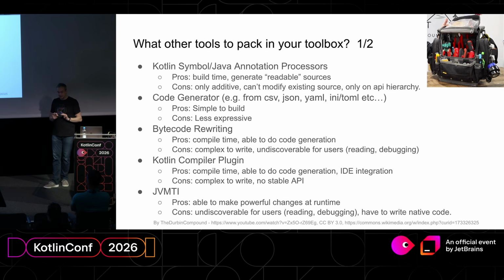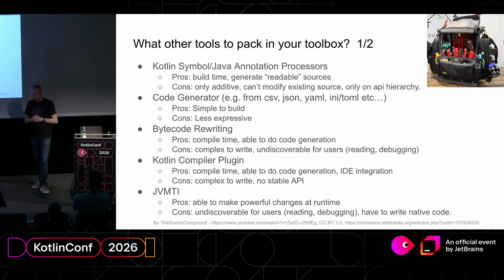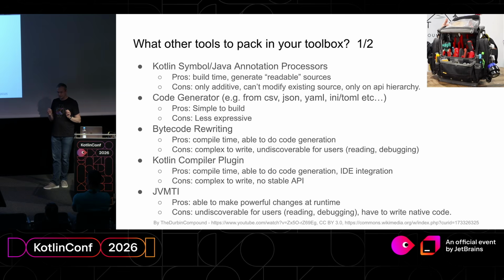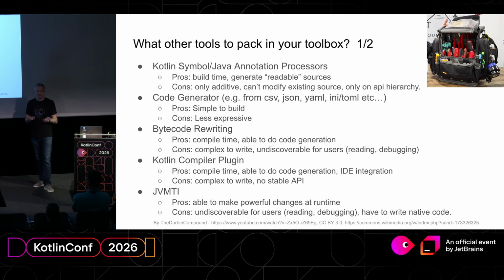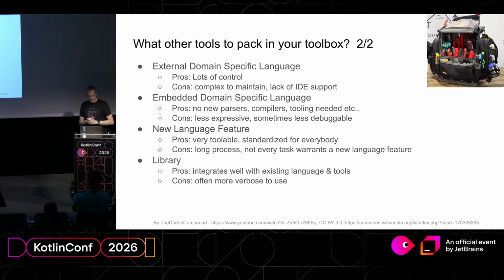Similarly, JVM TI. It's really there for debugging, but people now use it at runtime too. It allows you to change code as it gets loaded at runtime. It's very powerful, though less discoverable for users. And because it runs at the VM level, you have to write it in native code. You cannot write it in managed code. So let's look at some more of these.